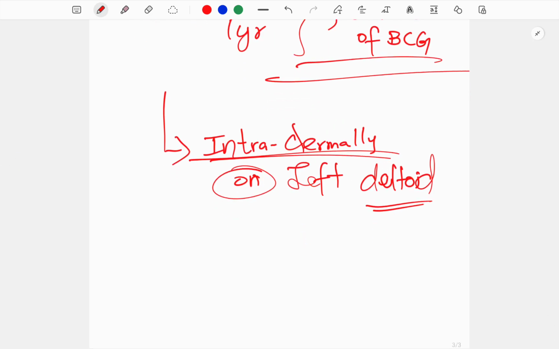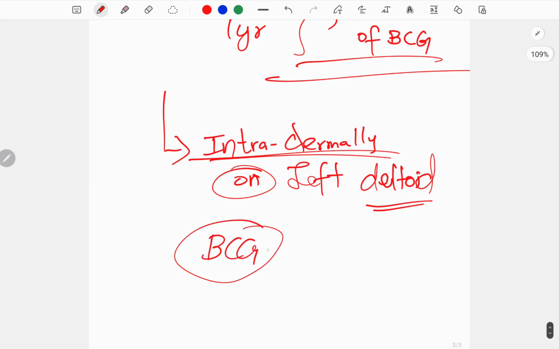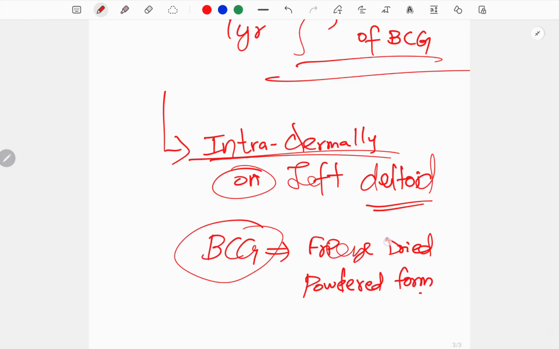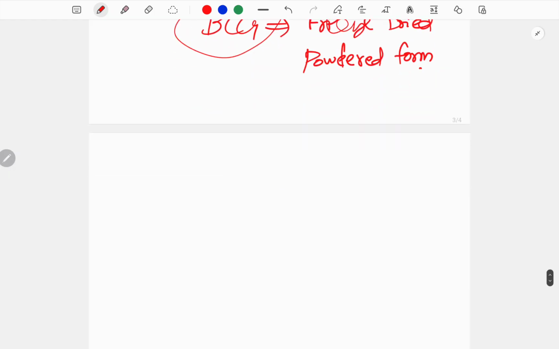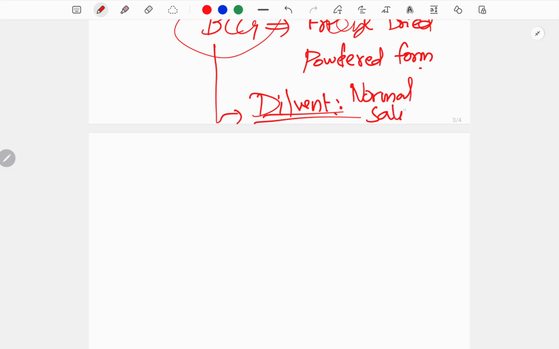So actually this BCG is a freeze dried powdered form. It will be in this freeze dried powdered form. So you should add a diluent. What is the diluent used in BCG? Yes, please. It is normal saline. Very good, doctors. So this is NaCl.